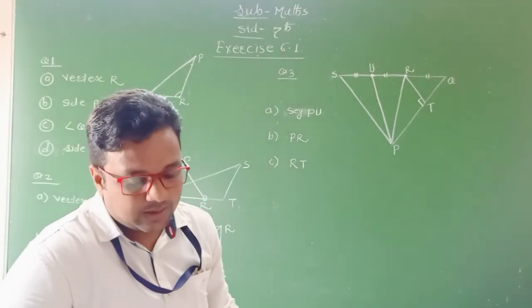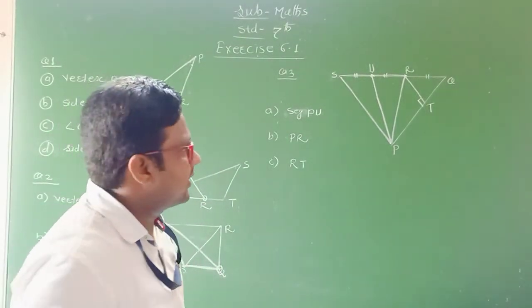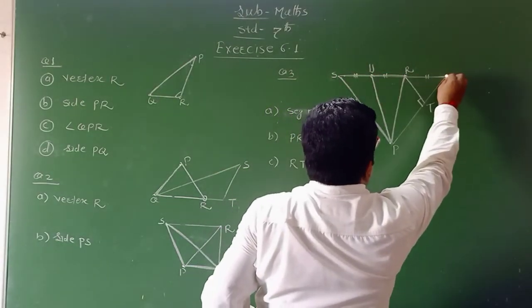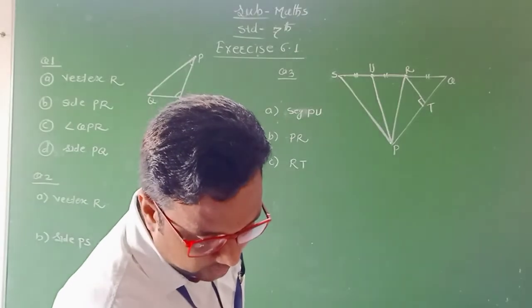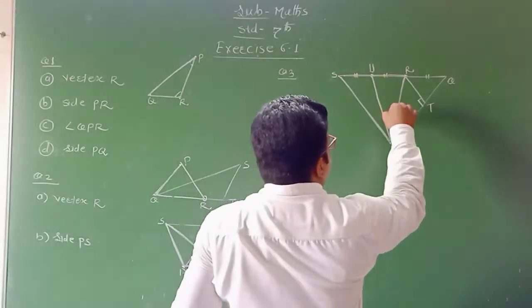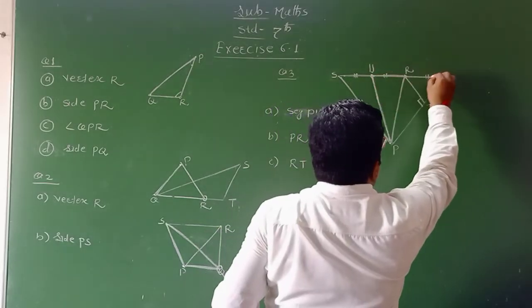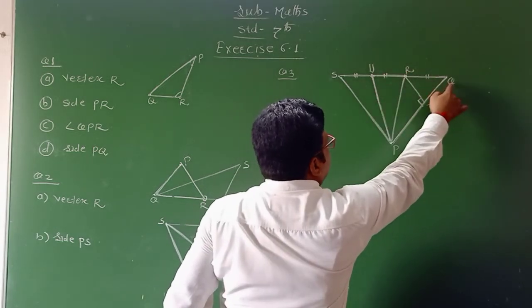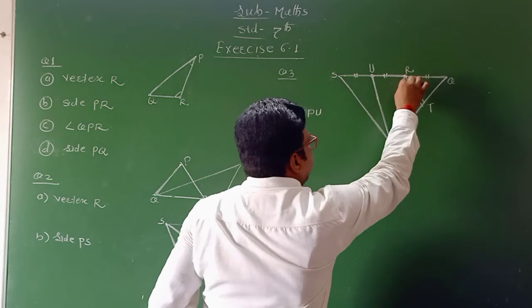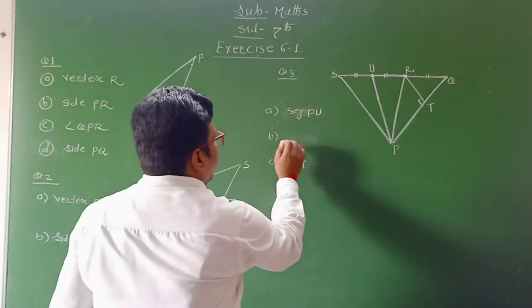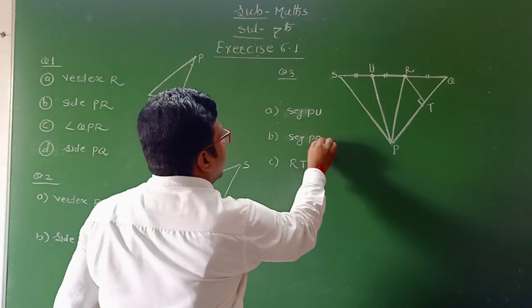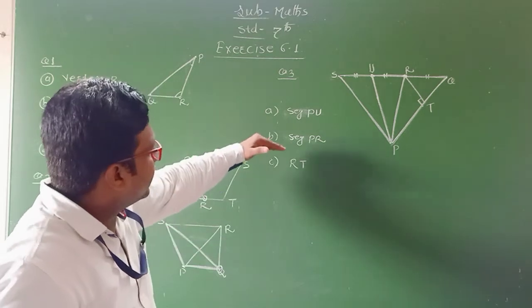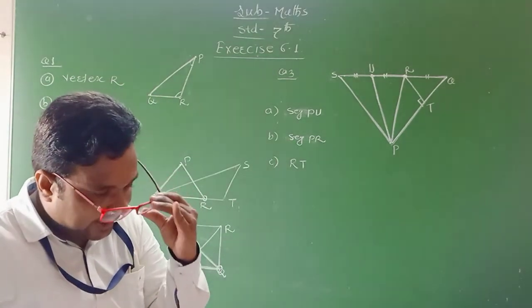Then B is the median of triangle PQS. It is P, Q and S. Sorry, P, Q, U. P, Q and U for this triangle. Now for this triangle, what is the median? R is the midpoint of UQ. Okay. Therefore, PR is the median here. Therefore, we write segment PR is the median of triangle PQU. Okay. This is the answer for example B. Now see the next example.